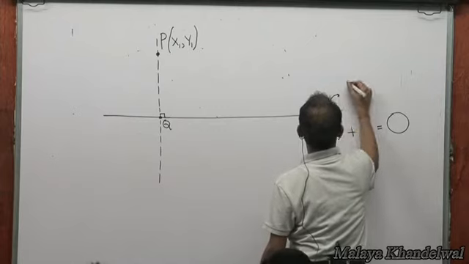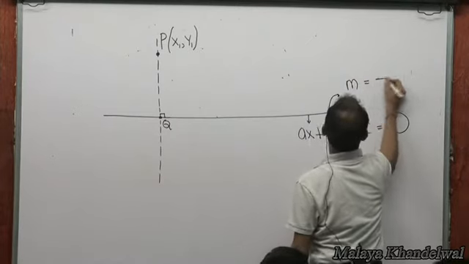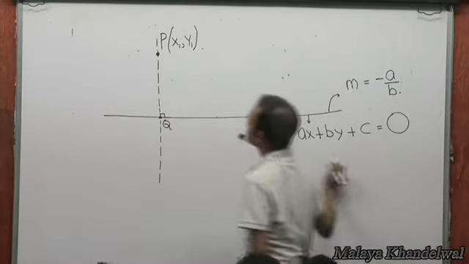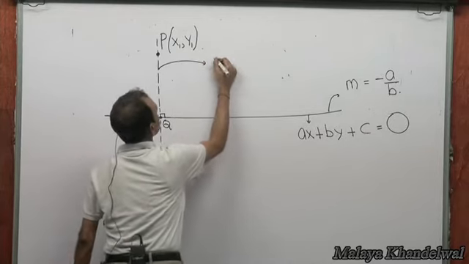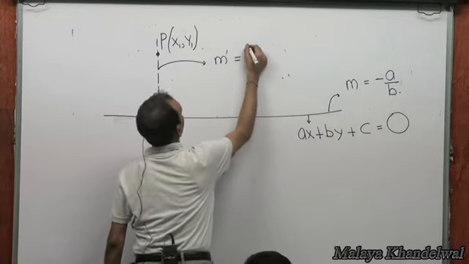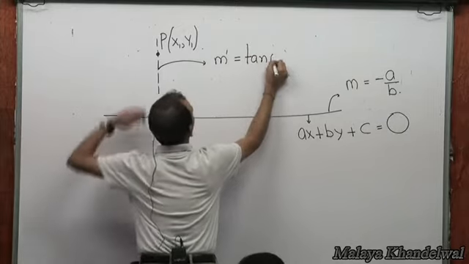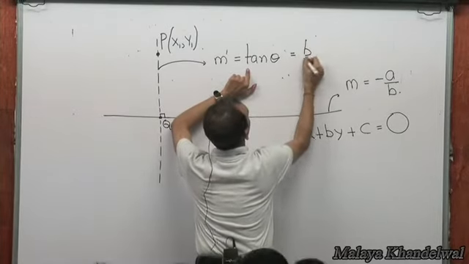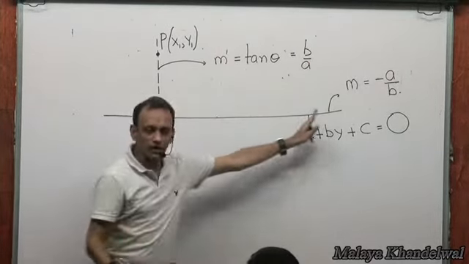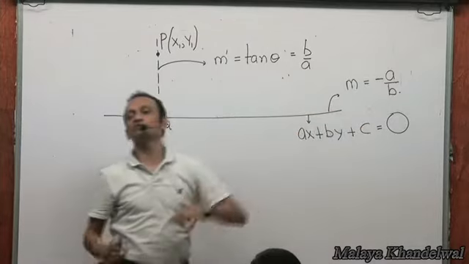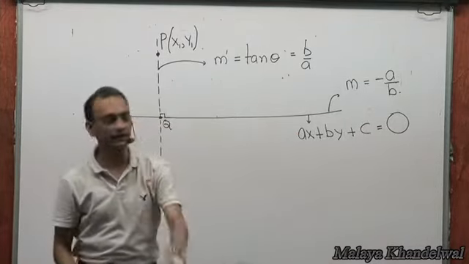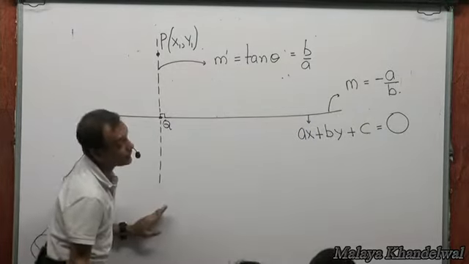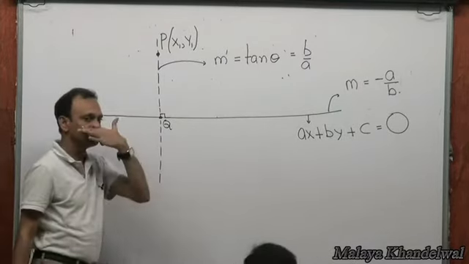Now, what's the slope of this? The slope of this is minus a by b. The slope of the perpendicular is going to be, say, tan theta. Theta is the angle that this line makes with the positive direction of the x-axis. Tan theta would be b by a. Do you realize this? Why? Because these two lines are perpendicular to each other. Yes, the product of the slopes of two perpendicular lines is minus 1. So if this line has slope minus a by b, this line would have slope tan theta, which would be b by a. Yes or no?